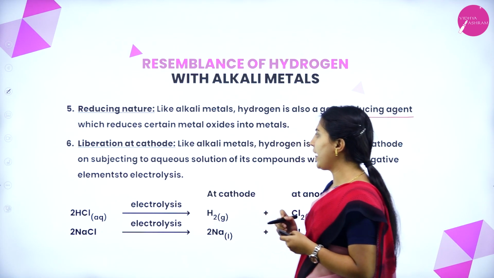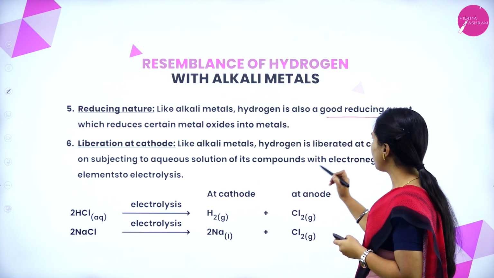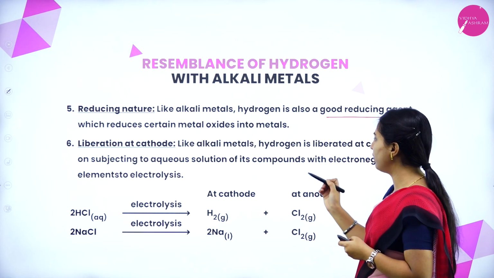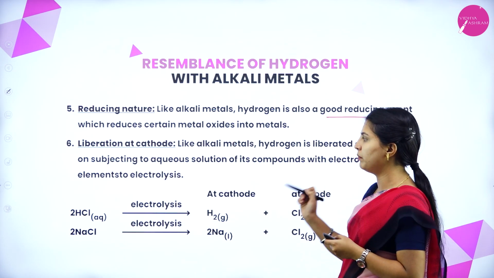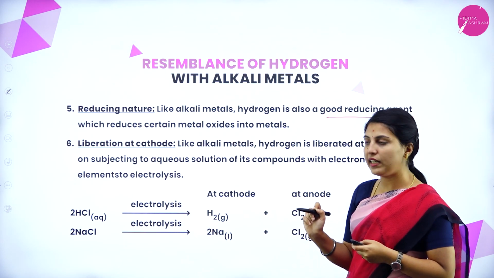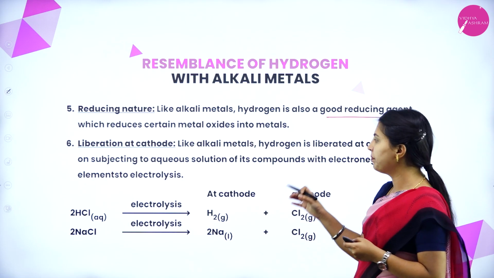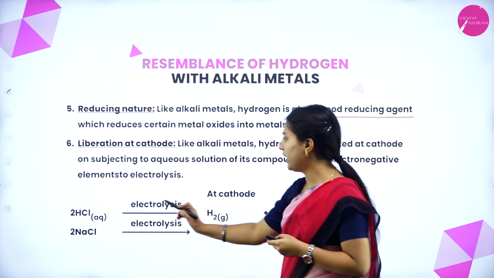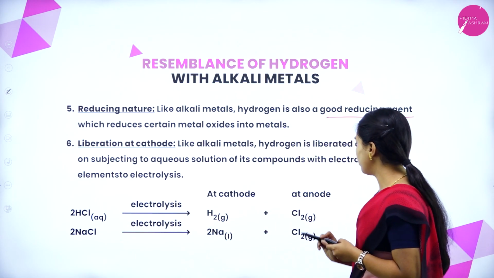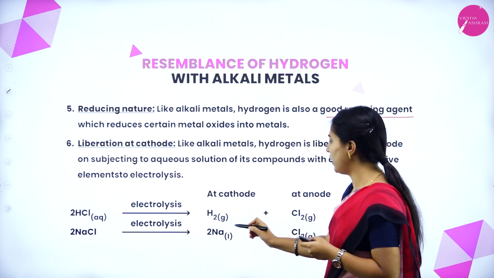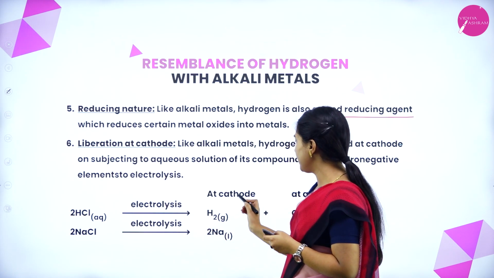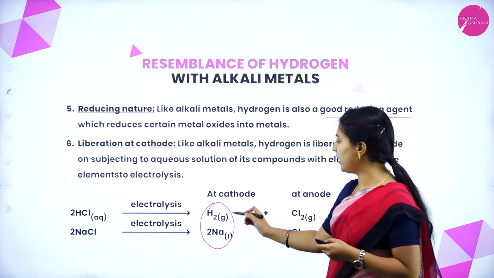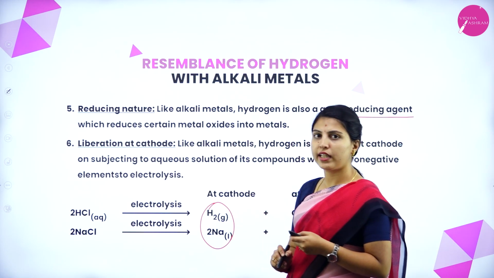Next, liberation at cathode. Like alkali metals, hydrogen is liberated at the cathode on subjecting an aqueous solution of its compounds with electronegative elements to electrolysis. Like alkali metals, electrolysis has been done, and this hydrogen will be liberated at the cathode side. See here, HCl: H2 is at the cathode, Cl2 is at the anode. In NaCl, like alkali metal, Na is at the cathode, Cl is at the anode. So in resemblance, both alkali metal and hydrogen are liberated at the cathode only.